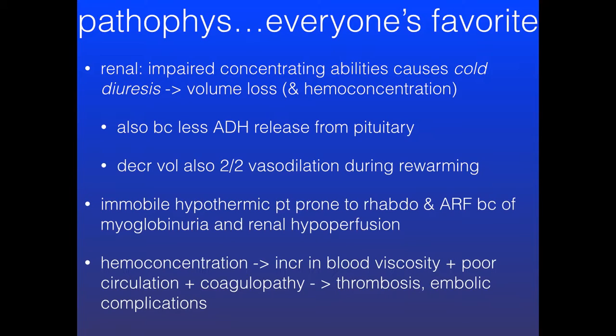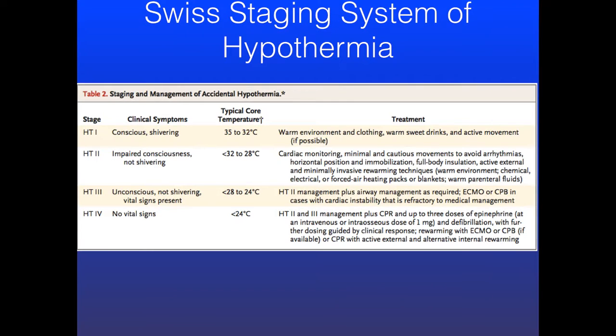Remember to keep in mind that these patients, as they get more and more severely hypothermic, can become immobile, and because of the renal hypoperfusion from the vasoconstriction, and also if there is cellular damage that releases myoglobin, causing myoglobinuria, these patients are at risk of developing rhabdomyolysis and acute renal failure. And then last thing is the hemoconcentration from the volume loss is going to give you increased blood viscosity, and that coupled with the poor circulation and cold-induced coagulopathy that they're likely going to be suffering, they can be prone to embolic complications and thrombosis.